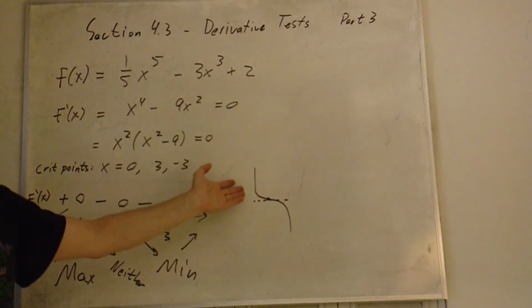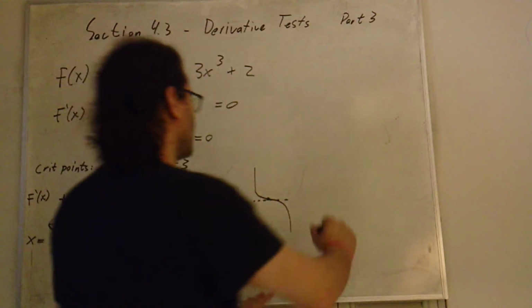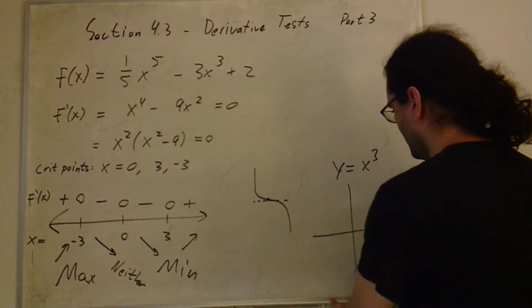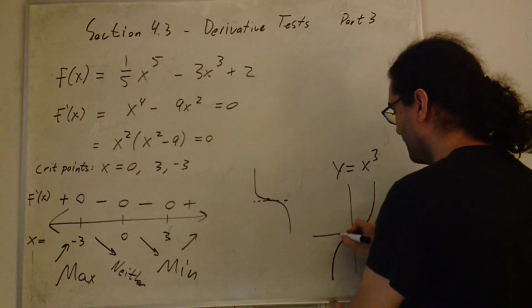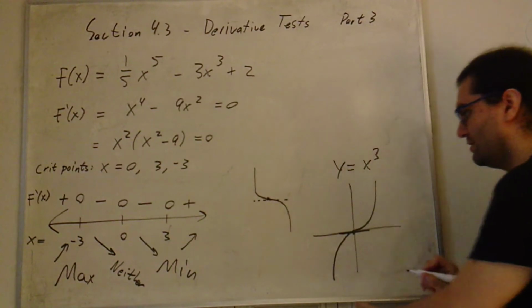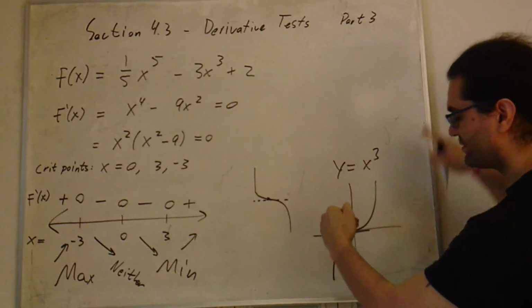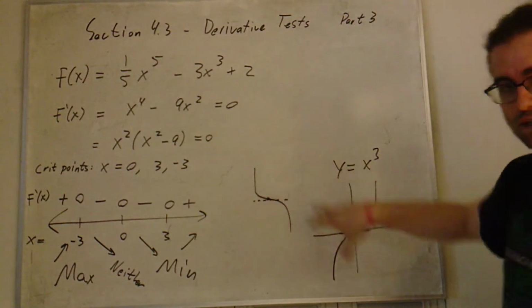Most cubic graphs do this at some, or I guess I shouldn't say most cubic graphs. The graph of y equals x cubed does this. If you take its derivative, it has a critical point at 0 because it gets flat here for a second. But it's only flat for an instant, and it's increasing to the left of it, and it's increasing to the right of it. That's the same sort of shape we have going on here.